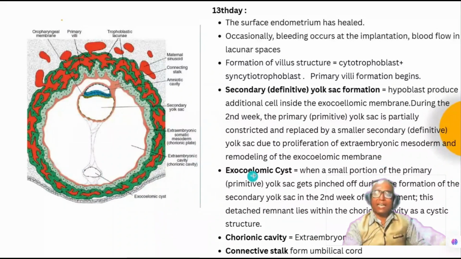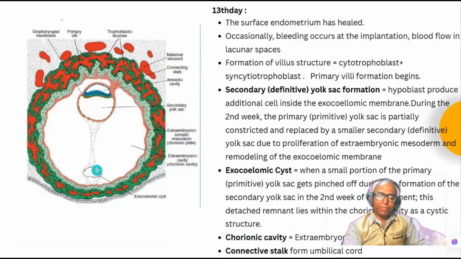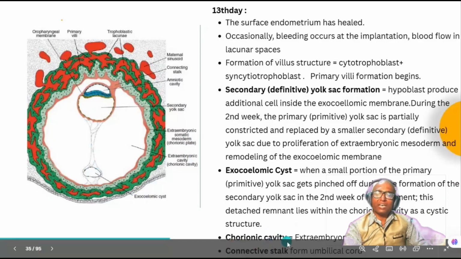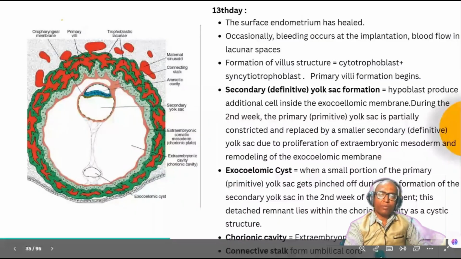Now you have this exocoelomic cyst. When a small portion of the primary or primitive yolk sac gets pinched off during the formation of the secondary yolk sac in the second week of development, this detached remnant lies within the chorionic cavity as a cystic structure. The chorionic cavity is the extraembryonic coelom that will expand. There is a connecting stalk, where the umbilical cord will get formed.